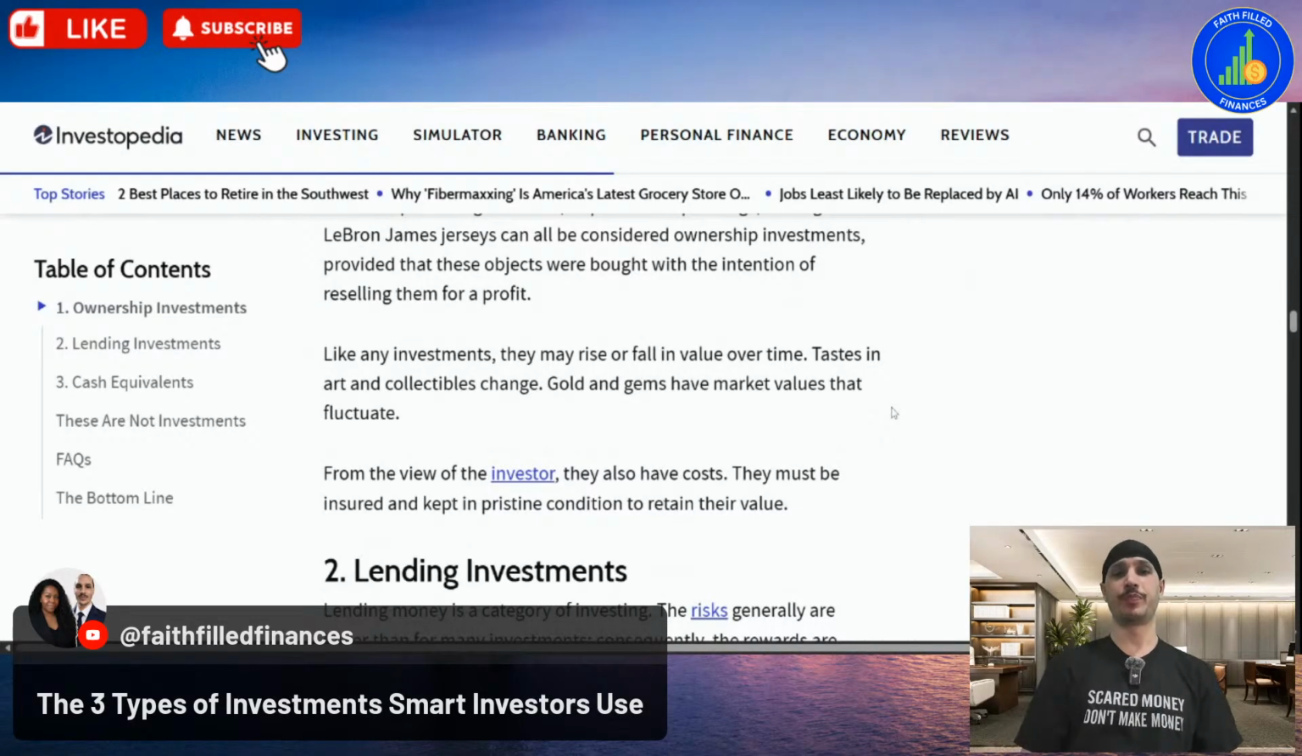Like any investments, they may rise or fall in value over time. Tastes in arts and collectibles change. Gold and gems have market values that fluctuate. From the view of the investor, they also have costs. They must be insured and kept in pristine condition to retain their value.